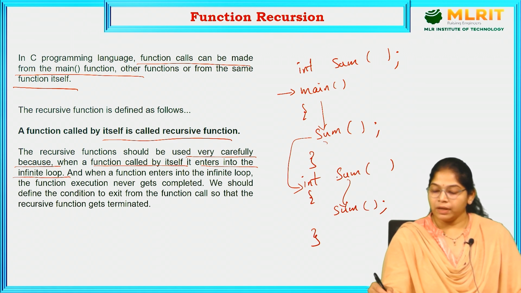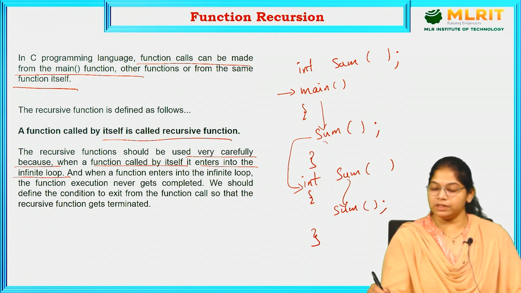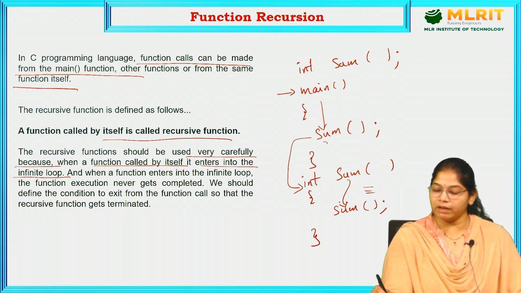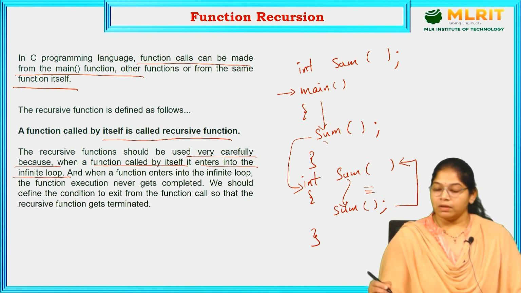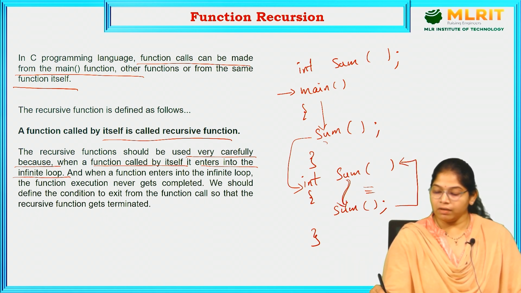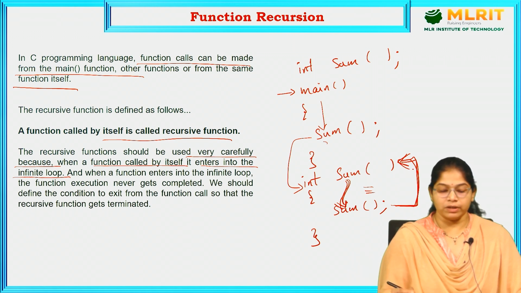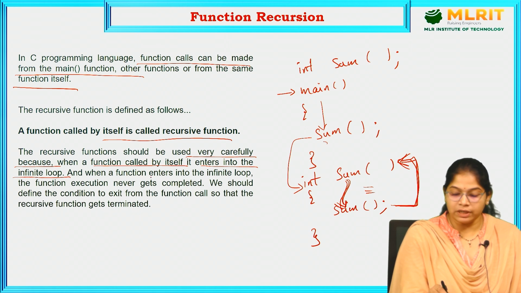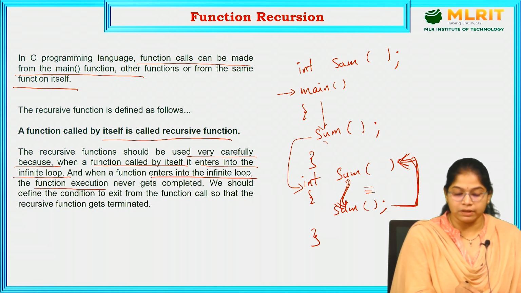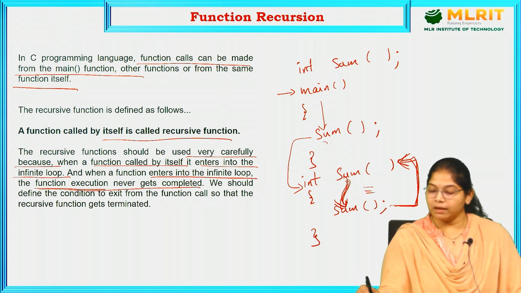Let us suppose the function call happens in the main, so the control goes to the function definition. In the definition, it performs something, then we have a function call, so again the control goes to the function definition. In the function definition, again I call the same function, so again it goes to the function definition. It is repeating the same function. That means it enters into an infinite loop. When a function enters into an infinite loop, the function execution never gets completed. So it is repeating again and again.